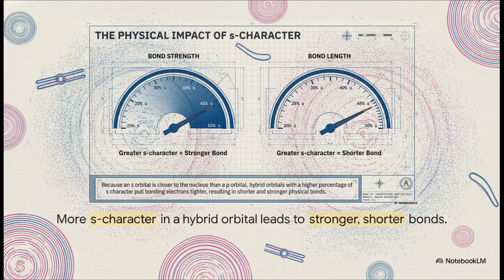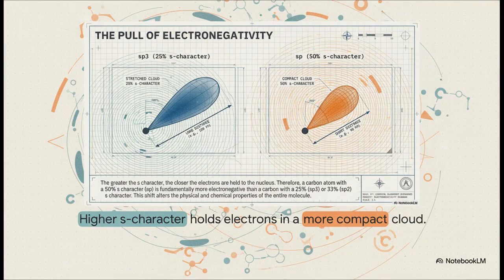Now, here's why that mix is so incredibly important. The amount of that spherical s orbital in the final hybrid, what chemists call s character, has a real physical effect. Because the s orbital is closer to the atom's nucleus, the more s character a hybrid has, the tighter it holds onto its electrons, and that means shorter, stronger bonds. It's a direct cause and effect. And you can literally see it right here.